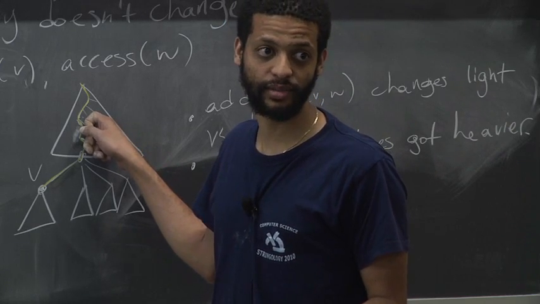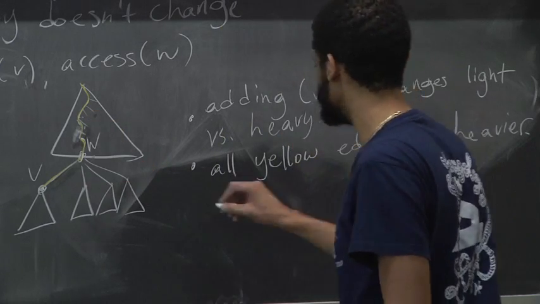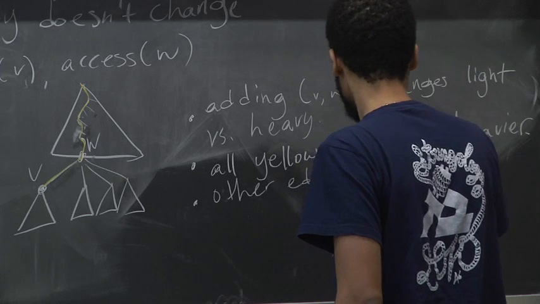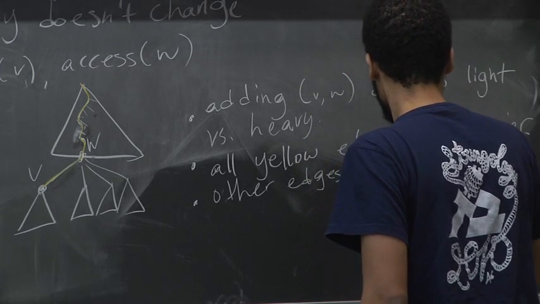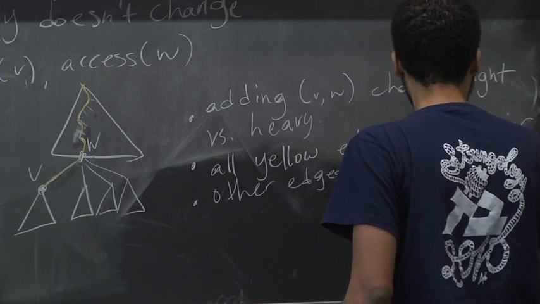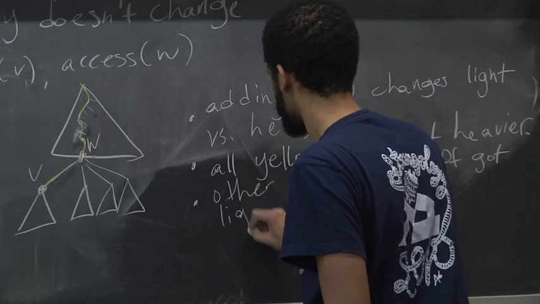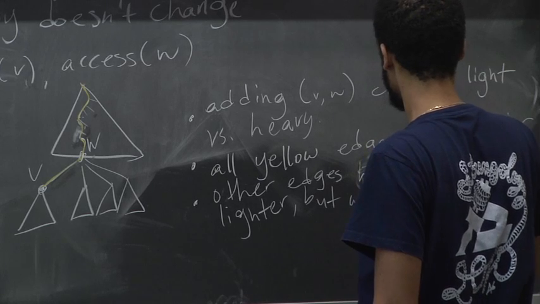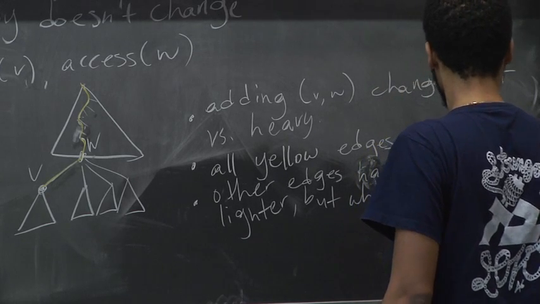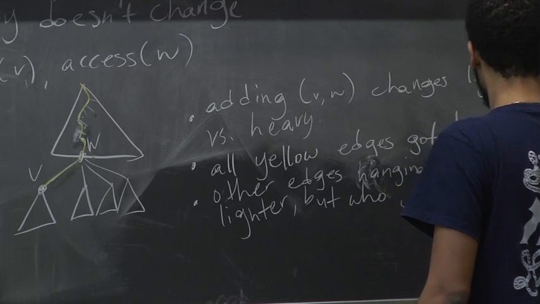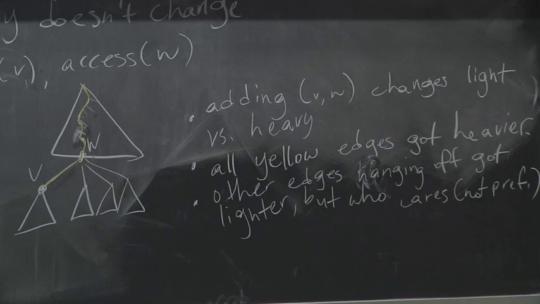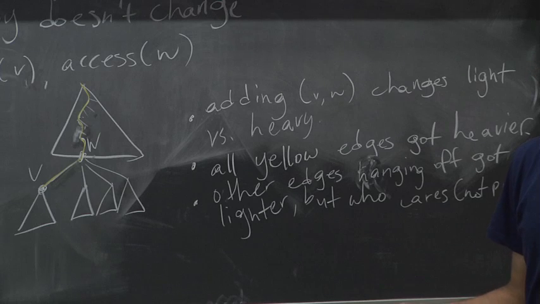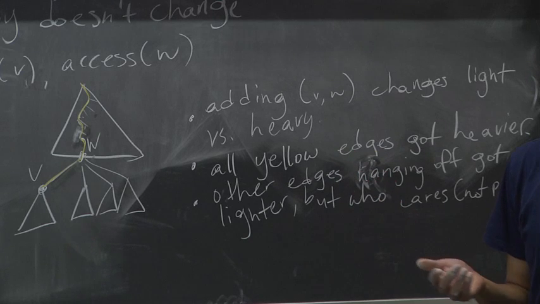Well, it's not a preferred child, right? So other edges hanging off got lighter. But who cares because they're not preferred. But the yellow edges that got heavier, that might result in some heavy edge creations. But we're not counting heavy edge creations anyway, so we don't care either.